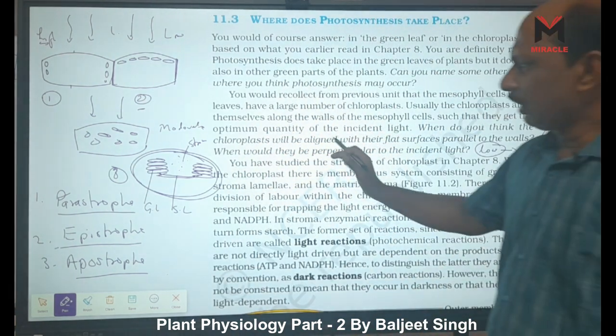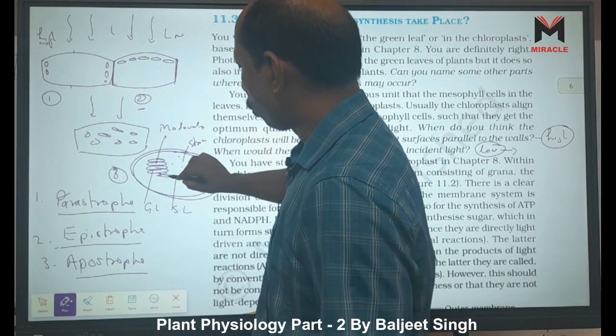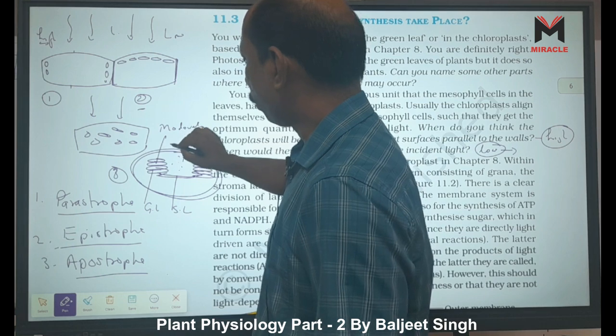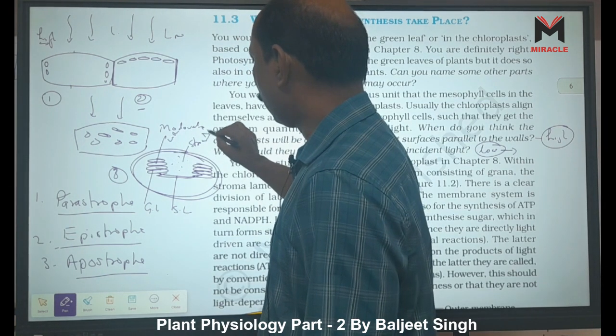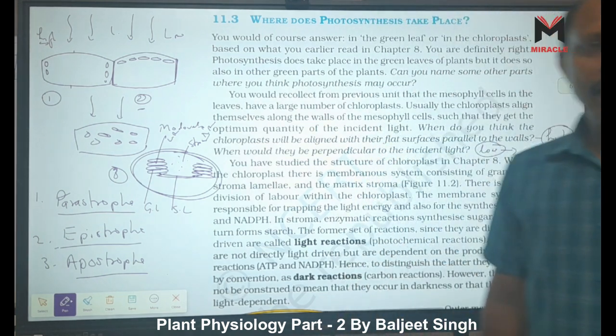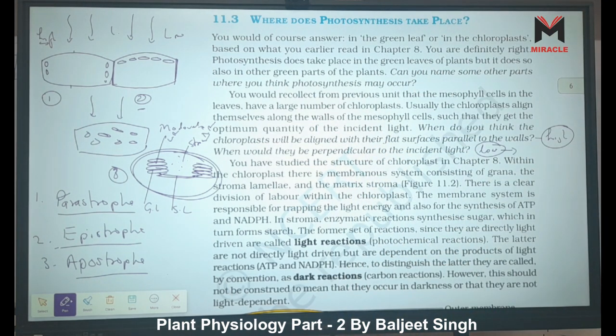So why is it given here? Because grana and stroma lamella are responsible for light reaction, and stroma is responsible for dark reaction. That means dark reaction occurs in stroma and light reaction occurs in grana.